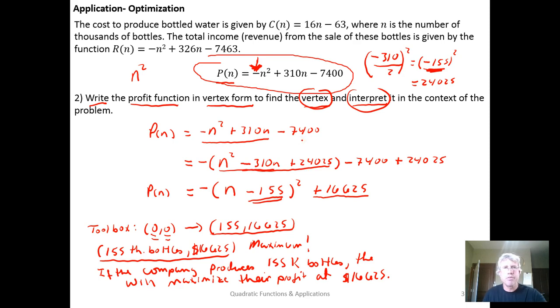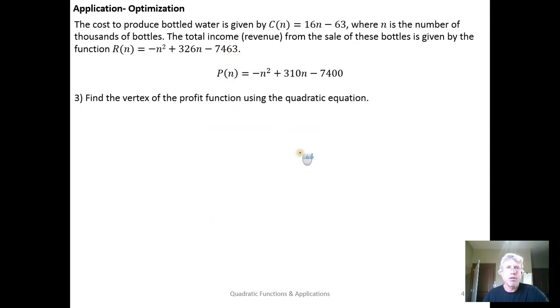So this is finding the vertex by putting the quadratic function into vertex form, but we could also find the vertex another way. We could find the vertex, if we wanted to, by using the quadratic equation.